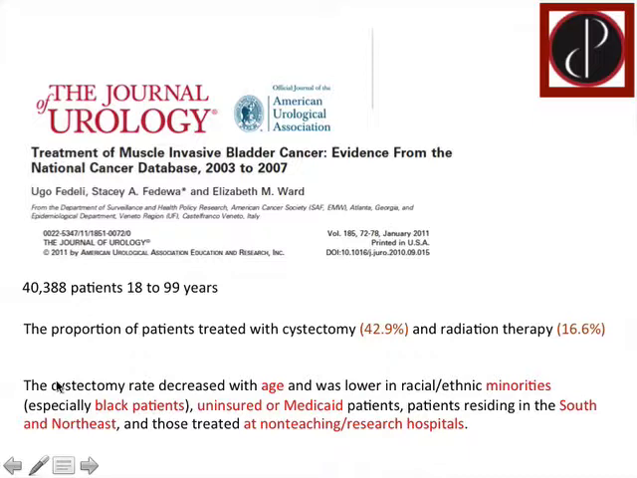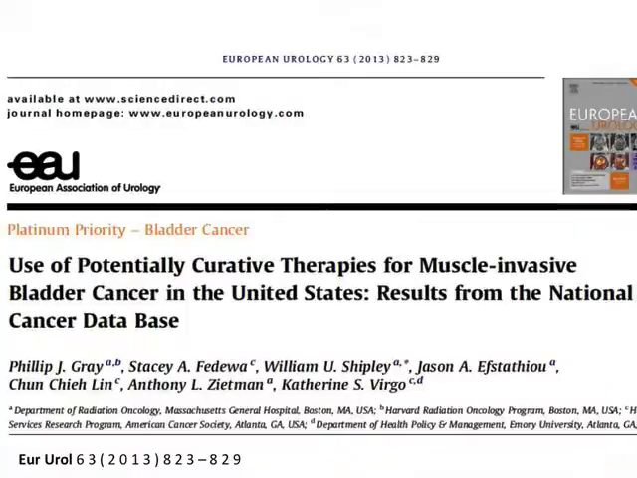The other work by Fedeli actually looked at all the age groups, 14,000 patients between 2003 and 2007. The proportion of patients with radical cystectomy is 42%, radiotherapy is 16%. So they found that age, being in a minority group, being uninsured, living in the South or Northeast of the US, and being treated in a non-teaching or non-research hospital are inversely correlated with getting cystectomy.